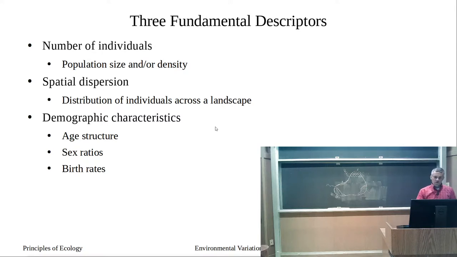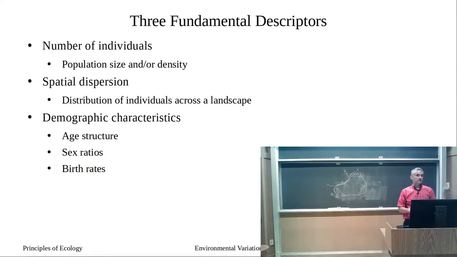All right. So once we've defined our populations, and let's say we are focused on evolutionary populations, how do we describe them? Well, there's three fundamental descriptors of our populations, and we're going to address all three of these. Fundamental descriptor number one is the number of individuals in our population. All right? This is just the straight number of individuals, but usually we report it as a density. So we account for the area.